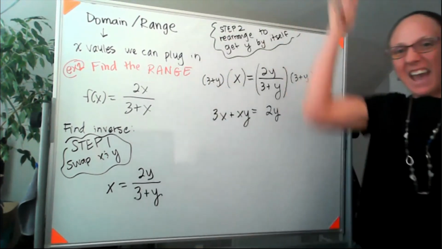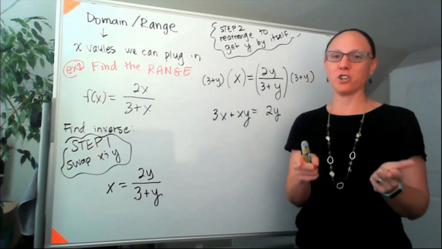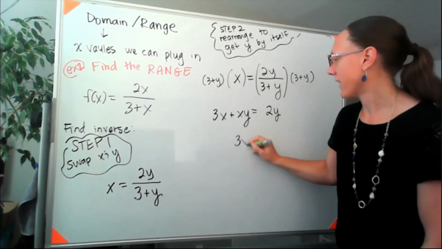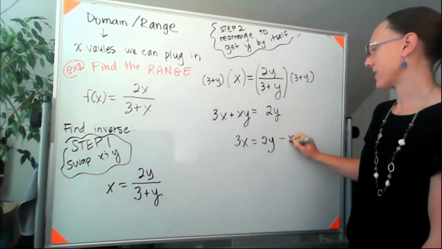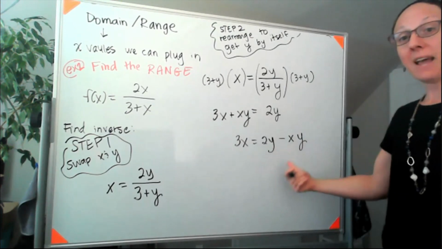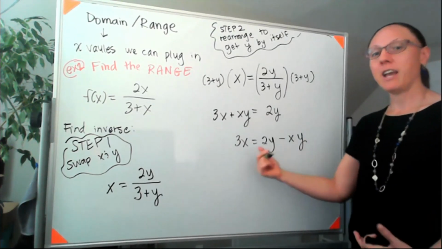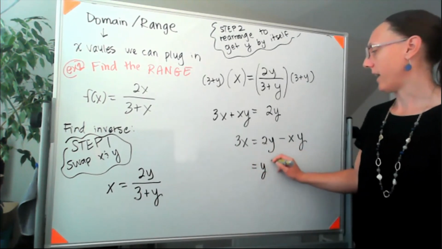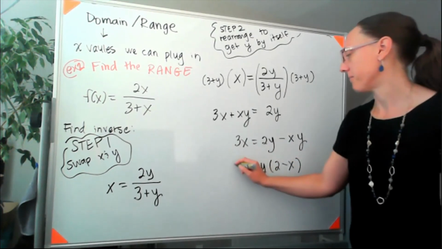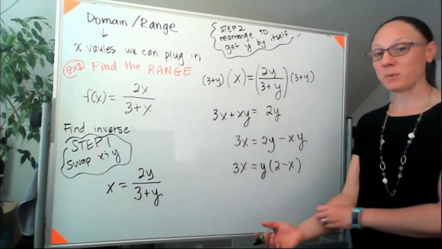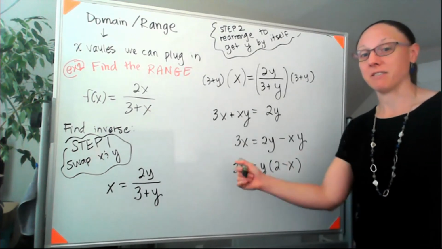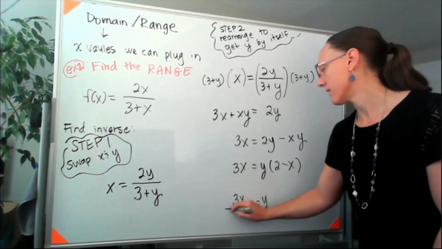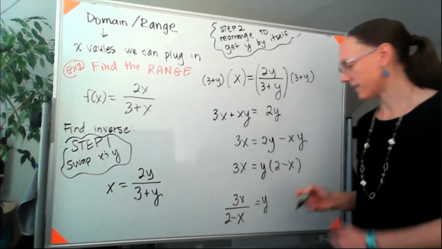Move it to the right. Yes, less negatives. Thank you. Think like a mathematician. Let's move those y's to the right. So I am going to end up with 3x is equal to 2y minus xy. At this point, because I'm trying to get the y by itself, I'm going to go ahead and factor the y out from both of those terms so that I've got y times 2 minus x. And my last piece here, to get that y by itself, I'm going to divide both sides by 2 minus x and end up with y is equal to 3x divided by 2 minus x.